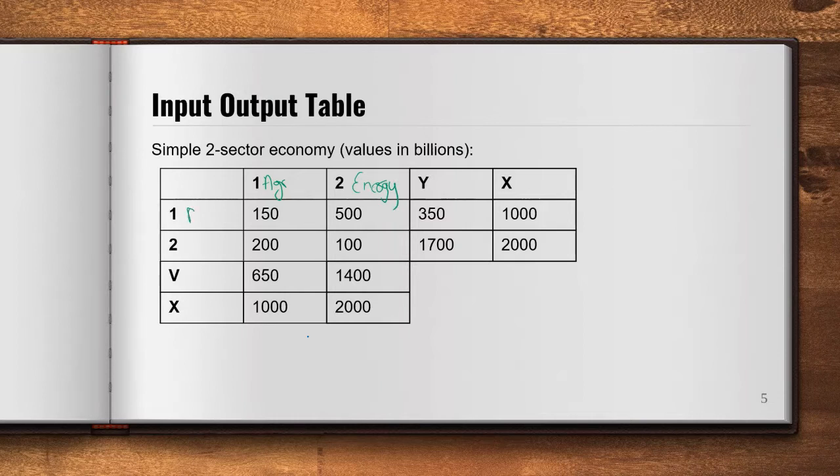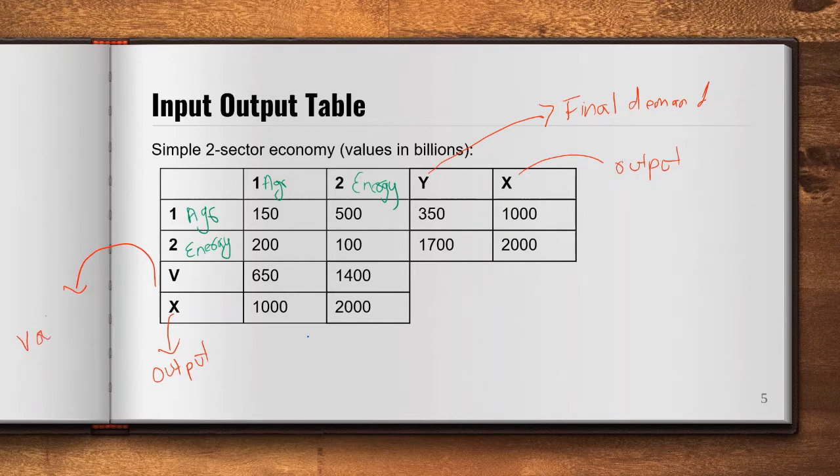So what we have written here, we also have to write here, since it is a square matrix. Yes, energy. So you know, this thing X is actually telling you the output. And this Y tells us the final demand, meaning how much of the final demand goes to the final consumer. And X, again, is the output. This V is telling you the value added.